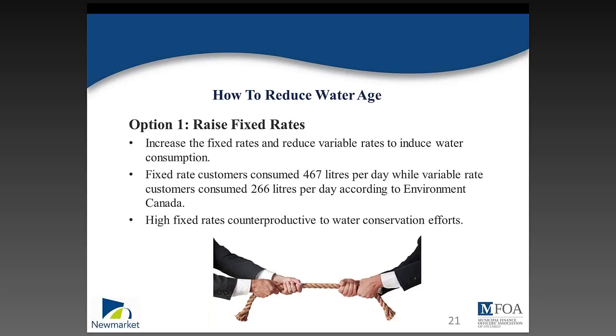There's a very simple way to reduce water age. That is to increase the fixed rate and lower the variable rate. This rate structure makes water consumption cheaper by volume, resulting in more people consuming more water. Customers on a fixed rate, on average, consume 75% more water than those on a full variable rate. What's wrong with this approach is that it creates an unnecessary tug-of-war within a municipality where some are actively trying to increase consumption while others are actively trying to decrease consumption. The alternative to infighting will be discussed on the next slide.